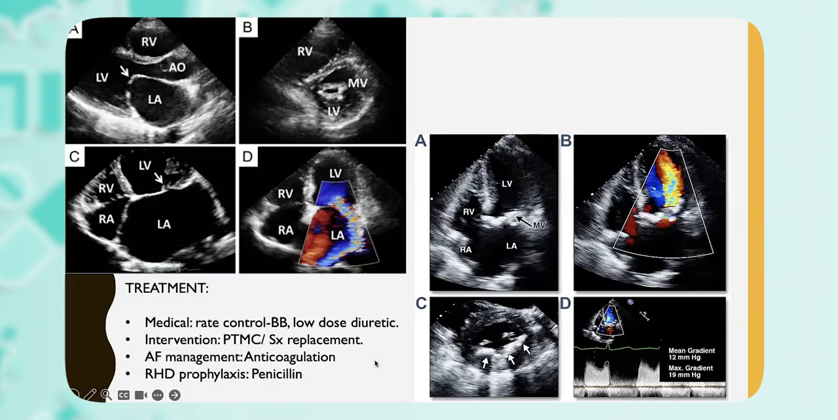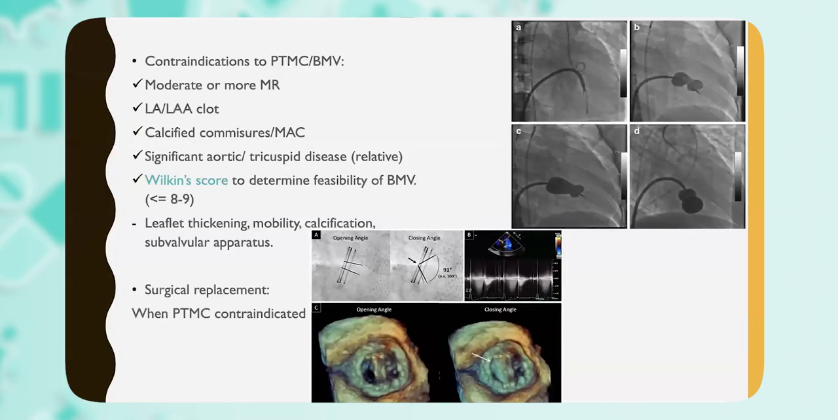Medical treatment is rate control with beta blockers, and use of low dose diuretic to prevent pulmonary edema. Interventions are PTMC, that is percutaneous transluminal mitral commissurotomy or balloon mitral valvotomy, or surgical replacement. AF management has to be done with anticoagulation, no need of CHA2DS2-VASc score in valvular heart disease, and RHD prophylaxis. If MS is due to rheumatic heart disease, penicillin prophylaxis is warranted. I need all of you to go through the penicillin prophylaxis guidelines in different age groups.